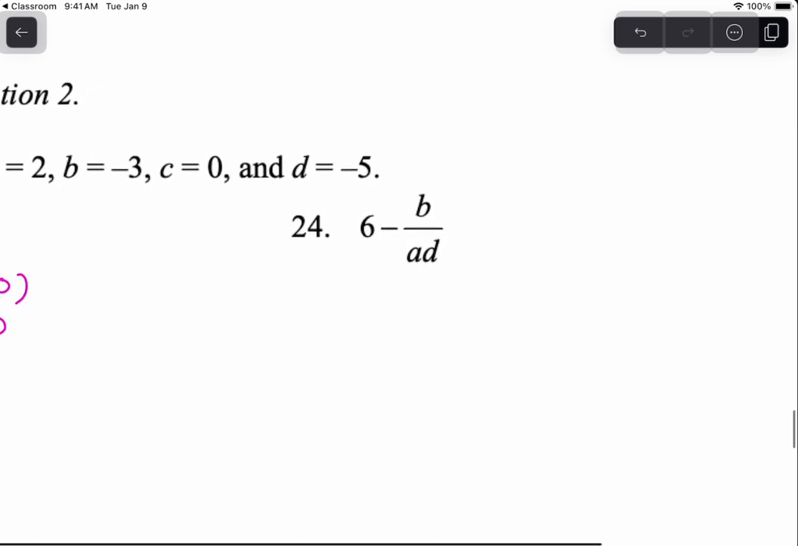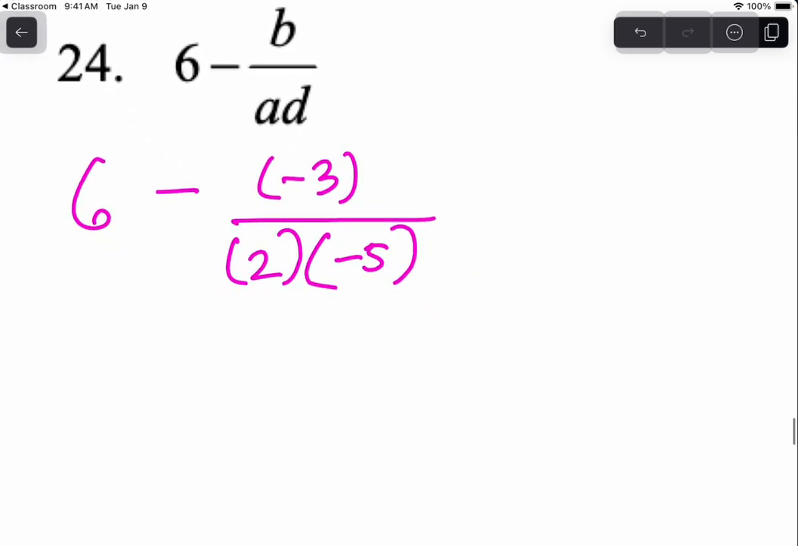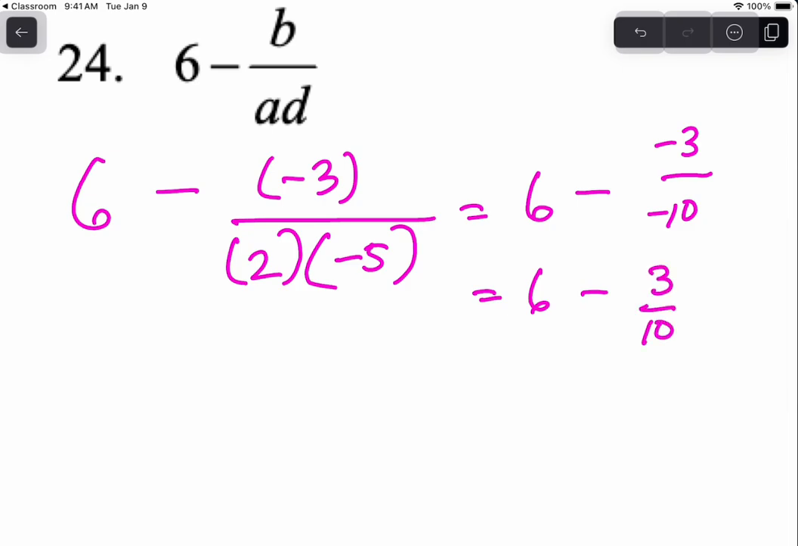Let's go to problem 24. Problem 24, we have this fractional piece. And remember that a fraction will act like a grouping. The B value they told us was -3. The A value is 2. The D value is -5. Now, we did expressions before that were fractional, and we said keep the numerator and denominator as separate things. So we're going to get 6 minus -3 over -10. Two negatives make a positive. So that's +3/10.